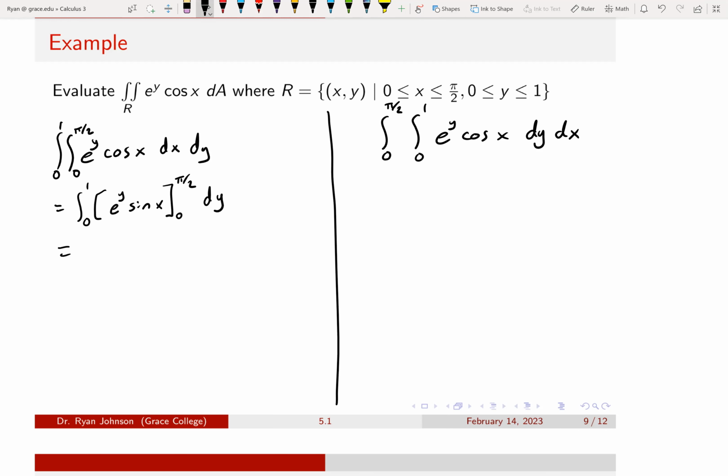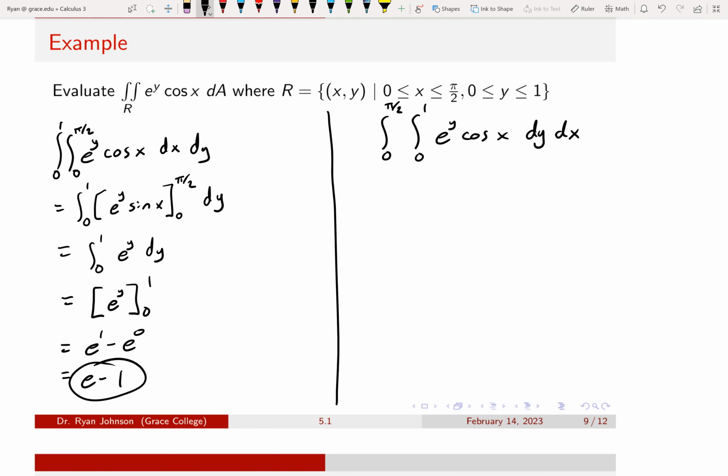So this is equal to the integral from 0 to 1 of e to the y dy. And that's a very easy integral. That stays the same from 0 to 1. So that equals e to the 1 minus e to the 0, otherwise known as e minus 1.